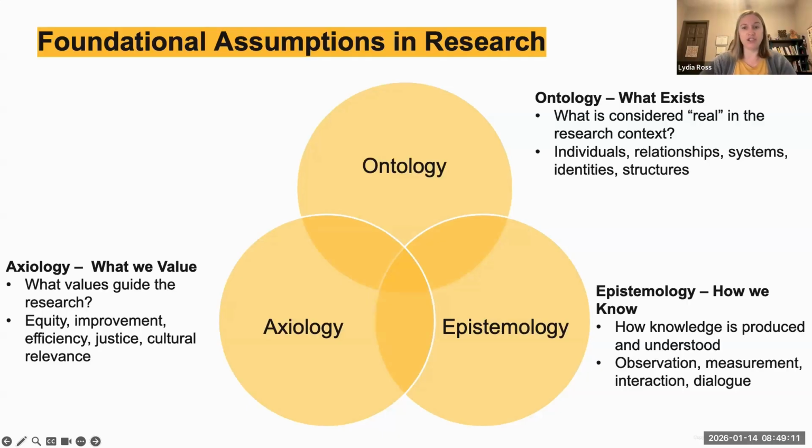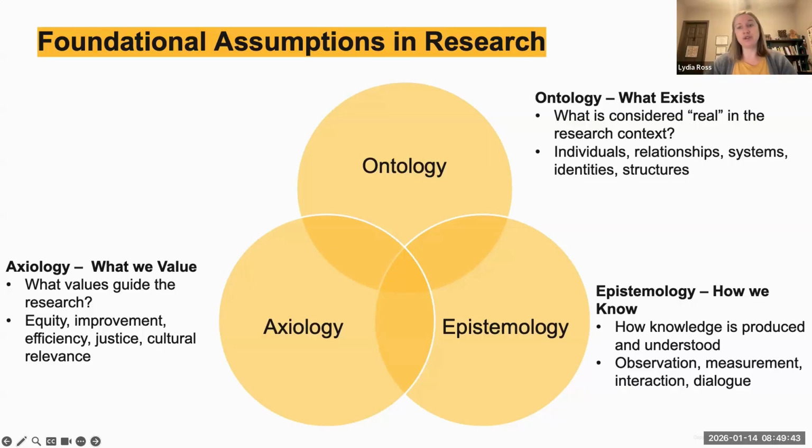So let's start with ontology, which is simply about what we believe exists in a research context and what we consider quote unquote real or worth studying. So, in educational research, ontology shapes whether we focus primarily on individuals, whether we focus on relationships between people, maybe we focus more on systems like schools or policies, or less visible things such as identities, norms, and structures.